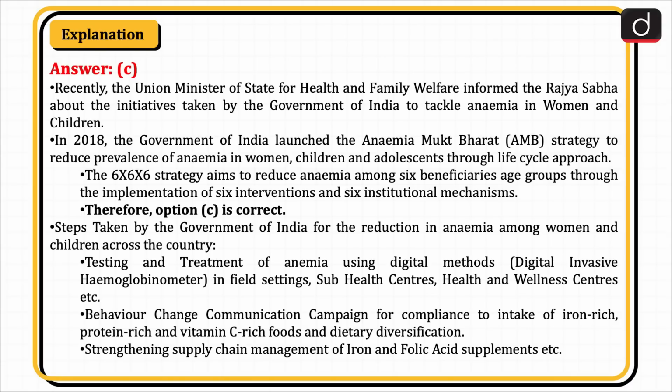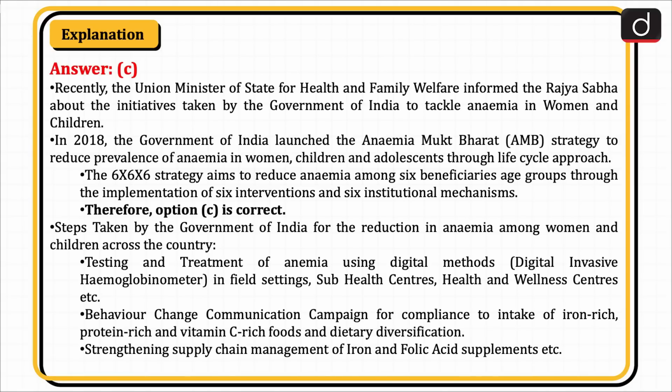Recently, the Union Minister of State for Health and Family Welfare informed the Rajya Sabha about the initiatives taken by the Government of India to tackle anemia in women and children. In 2018, the Government of India launched the Anemia Mukt Bharat or AMB strategy to reduce prevalence of anemia in women, children and adolescents through life cycle approach. The 6x6x6 strategy aims to reduce anemia among 6 beneficiaries age groups through the implementation of 6 interventions and 6 institutional mechanisms. Therefore, option C is correct.